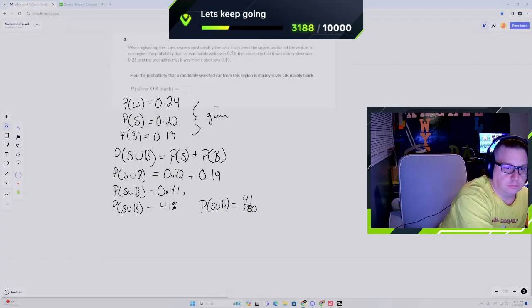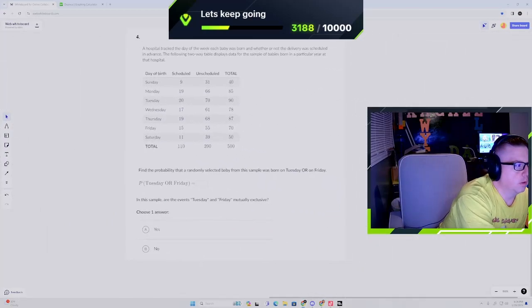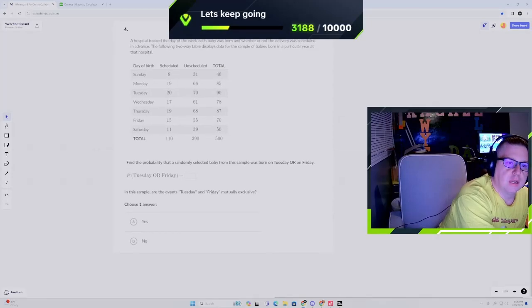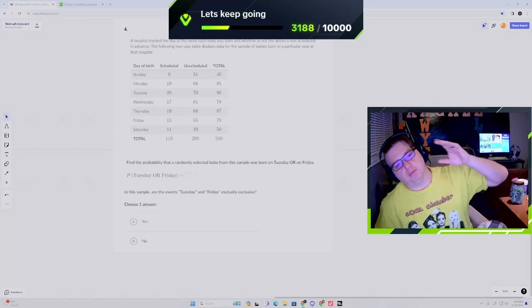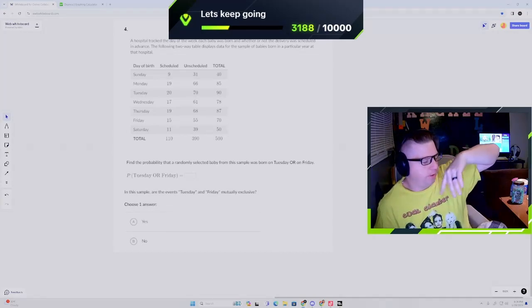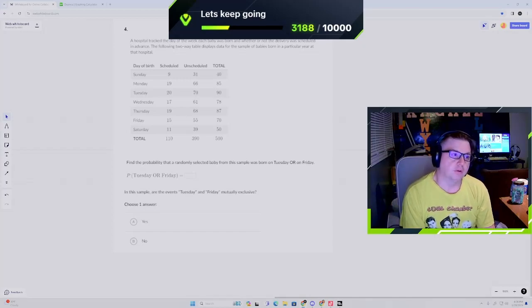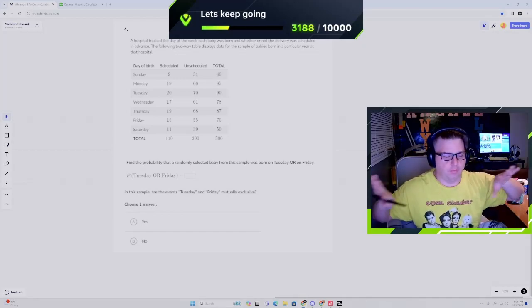All right. On to the last one. So let's get our last poll. And we're going to look at this table. Now, this table talks about births, whether they're scheduled or not scheduled. When you start to think about this, though, you have to start thinking about mutually exclusive to overlapping. If they're overlapping, it means they share something in common. If they're not, it means that they are mutually exclusive and they are separate from each other.